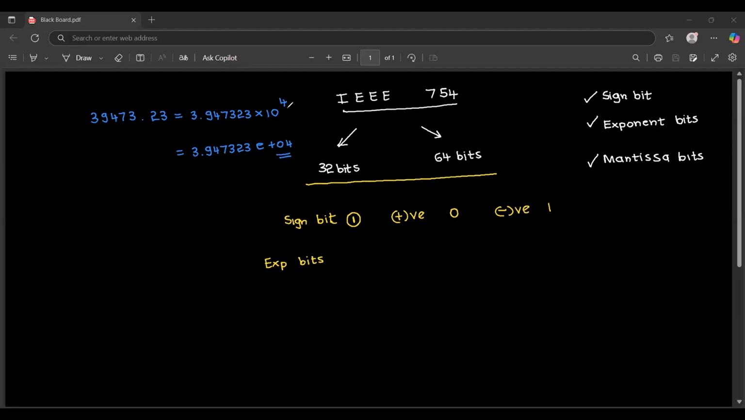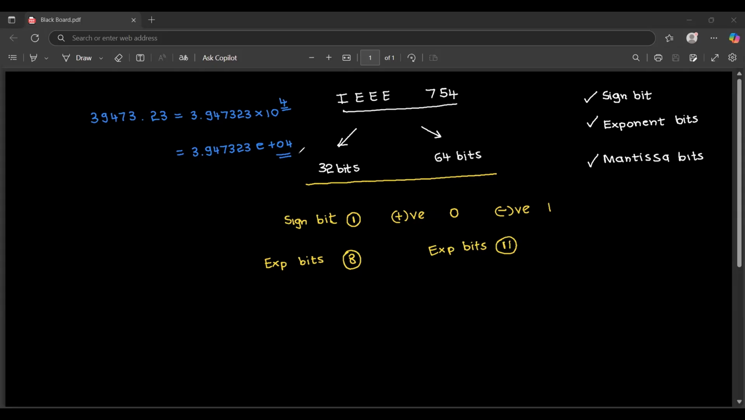See, this 4 represents the exponent of the base. So it's the power of the base given here, the index given here. Exponent bits represent the power of the number. In the 32-bit case, we allocate 8 bits for the exponent, and in the 64-bit representation, we use 11 exponent bits to represent the power.